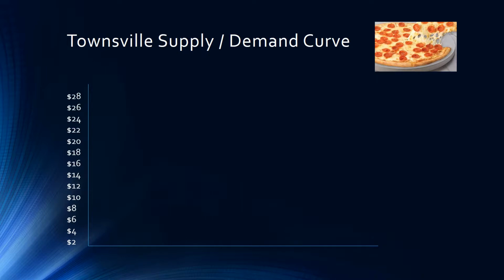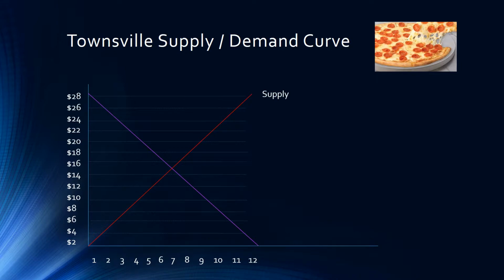The y-axis shows the prices, and the x-axis shows the quantity. The red line represents supply, and the purple line represents demand. As you can see, the equilibrium price is about $15, and the equilibrium quantity is 7.